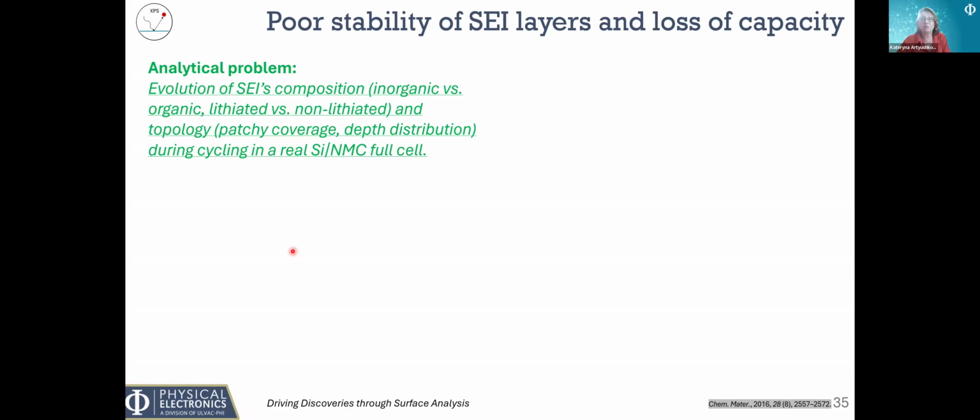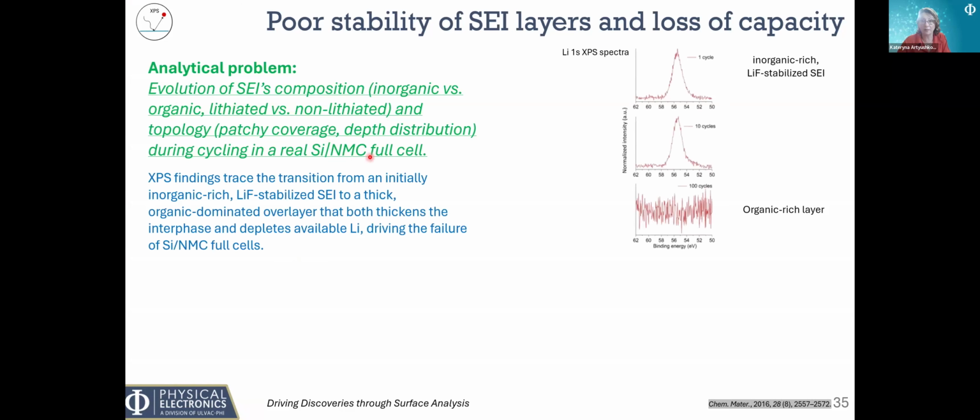So the first example is studying the cause of poor stability and loss of capacity in the SEI, in the silicon NMC full cell. So here we followed, as a function of cycle, the lithium 1s spectrum. So we can see at the beginning, at one cycle, we have an organic-rich lithium fluoride stabilized SEI. But then at 100 cycles, this layer grows and it becomes dominated by organics. And this thickens and basically depletes availability of lithium, and that's what's causing degradation and failure of the full cell.